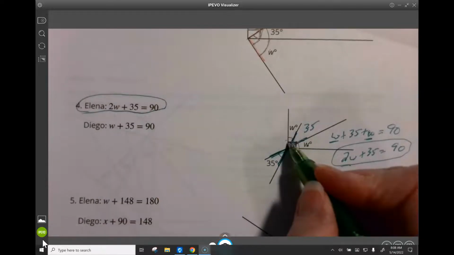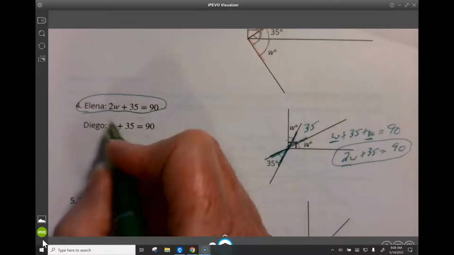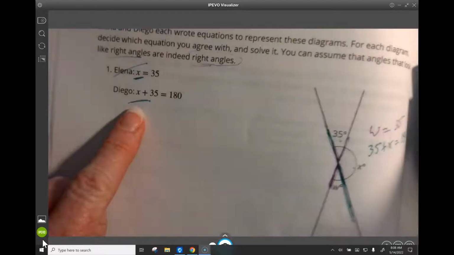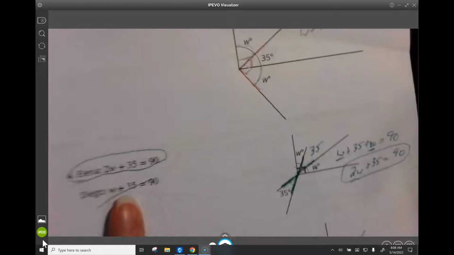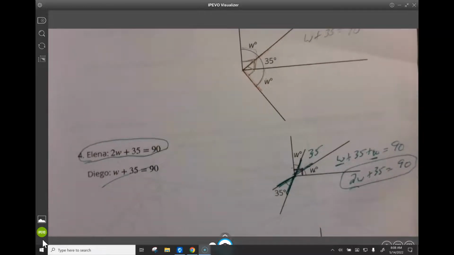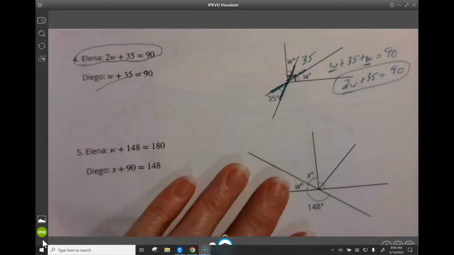w plus 35? Nope, that's not enough. That one doesn't work. Oh, do you see what they tried to trick us? Because first it was Diego was right, then Elena was right, and then Elena, and then, oh, Diego, you need to up your game, bud. Okay, here we go. Number 5.